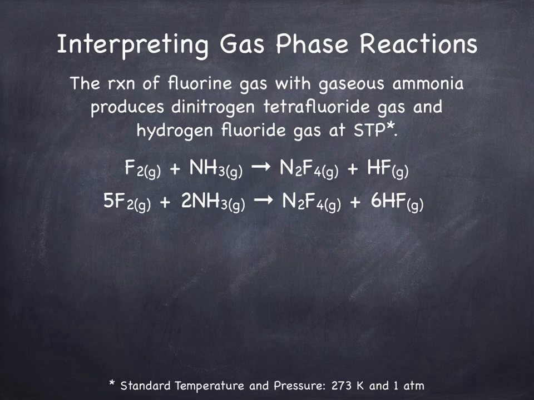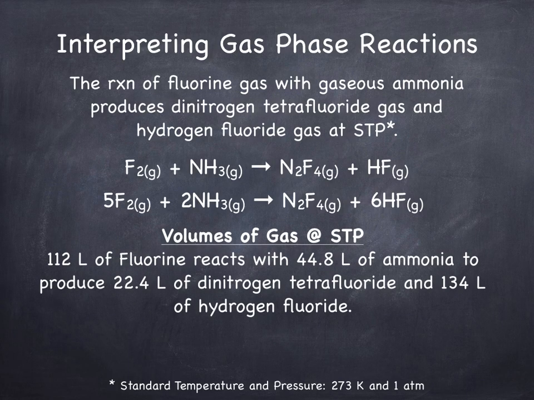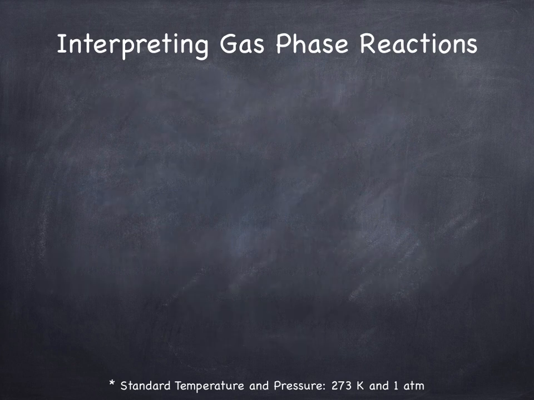And so if we were to take the 5 moles of fluorine, if we're looking at those coefficients as mole coefficients, multiply it by 22.4 liters, what we find is that we have 112 liters of fluorine gas reacting with 44.8 liters of ammonia gas to produce 22.4 liters of dinitrogen tetrafluoride and 134 liters of hydrogen fluoride. And if you add up the total volumes of reactants and products, much like the mass here, we get the same volumes, at least close to the same. Remember, the last digit's an estimated digit. So is it the case that volume is conserved in a chemical reaction? Well, let's look at one more equation.